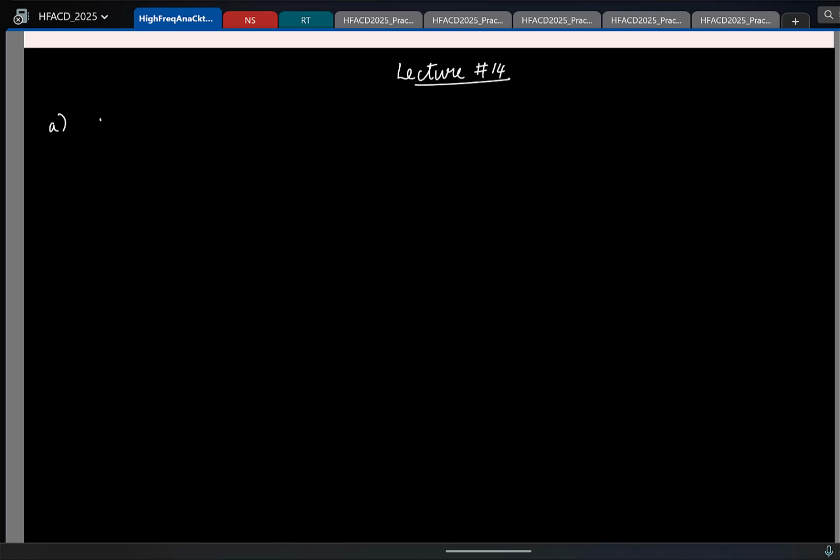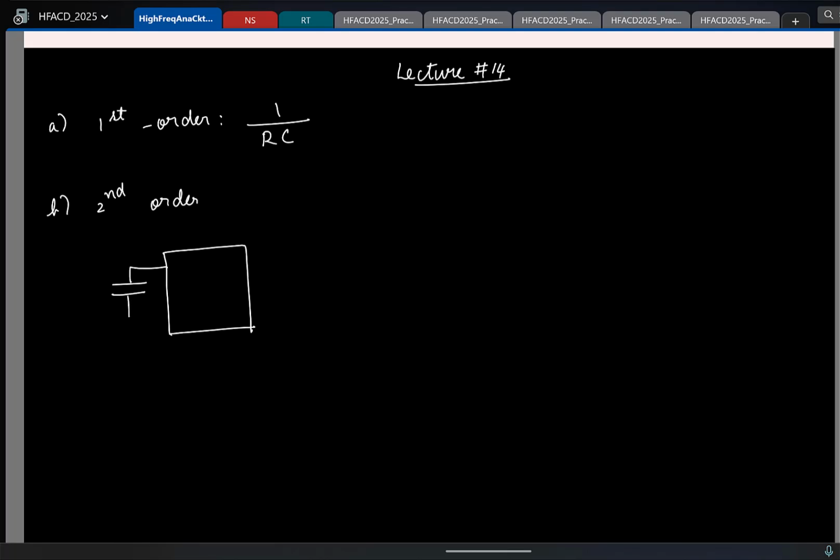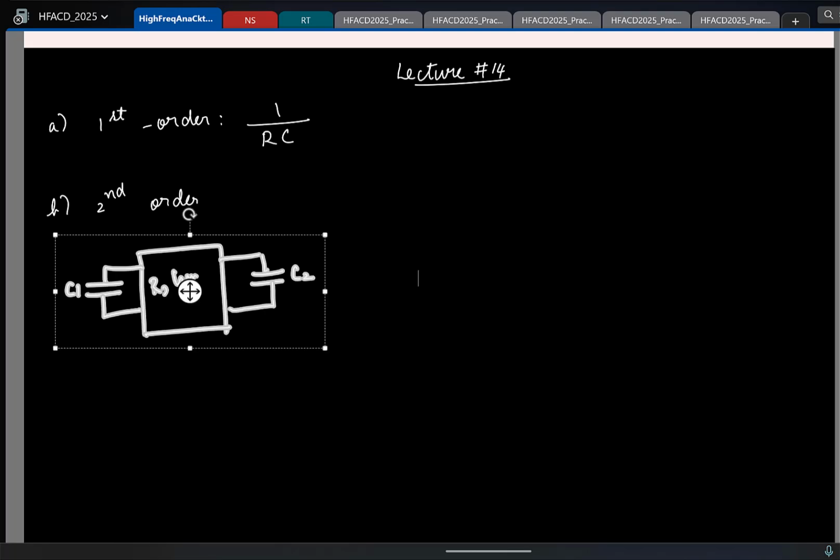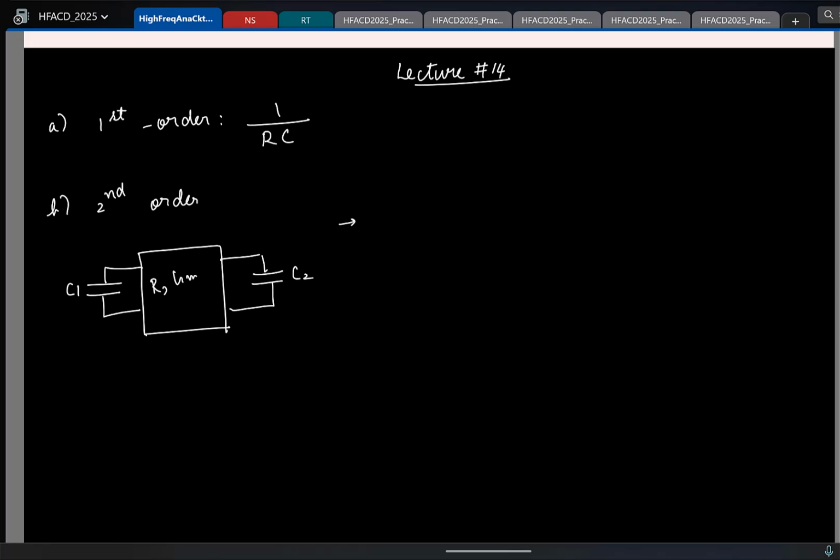As usual, if it's a first order circuit, there is no confusion. Then you can definitely write the pole as exactly 1 by the capacitance times the resistance. Now if you have a second order system, say I take a second order system like this. I have two capacitors, I'll call them C1, C2, and it's a network containing resistors, transconductors, and so on. It's a linear network.